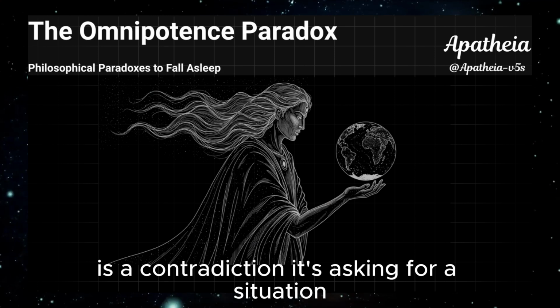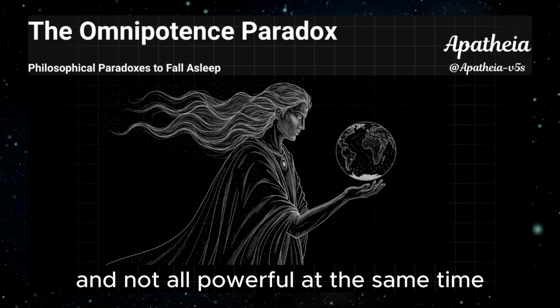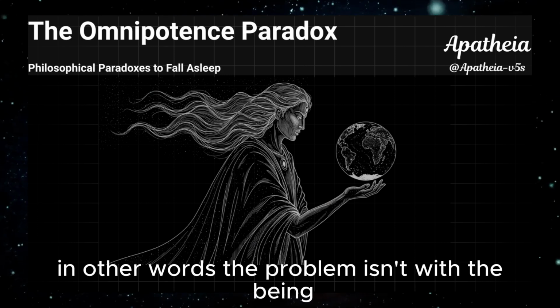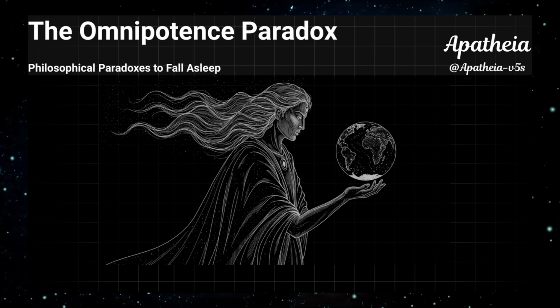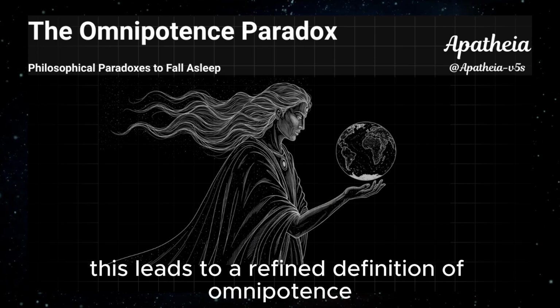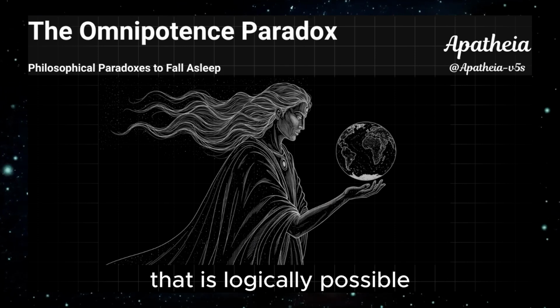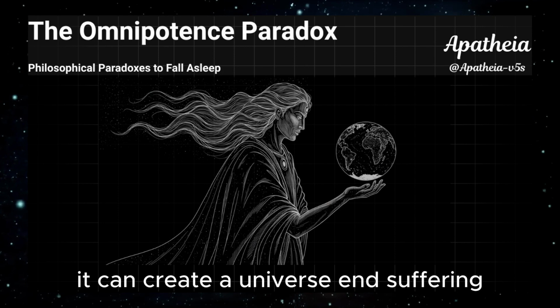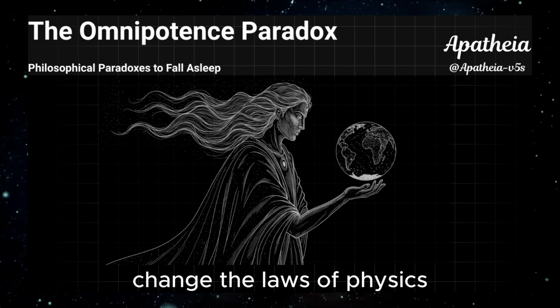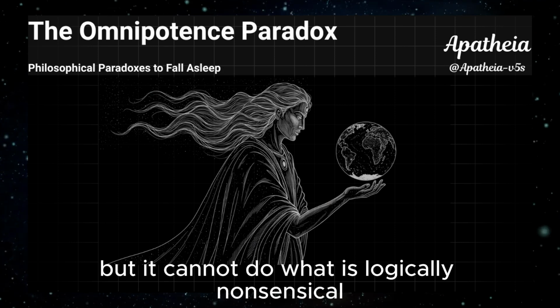It's asking for a situation where the being is both all-powerful and not all-powerful at the same time. In other words, the problem isn't with the being. It's with the question. This leads to a refined definition of omnipotence. An omnipotent being can do anything that is logically possible. It can create a universe, end suffering, change the laws of physics, but it cannot do what is logically nonsensical.